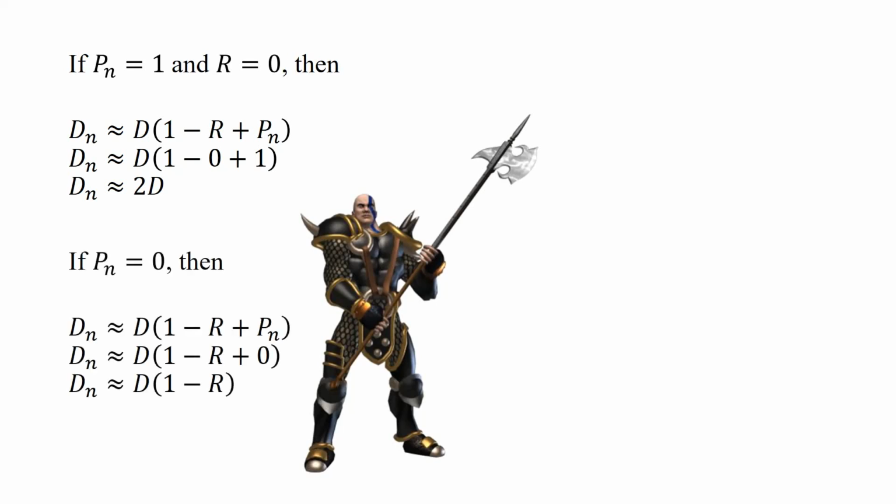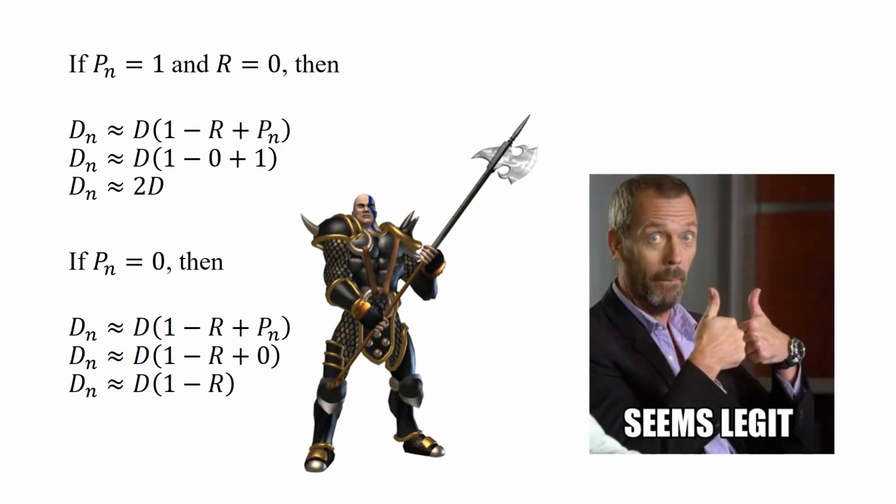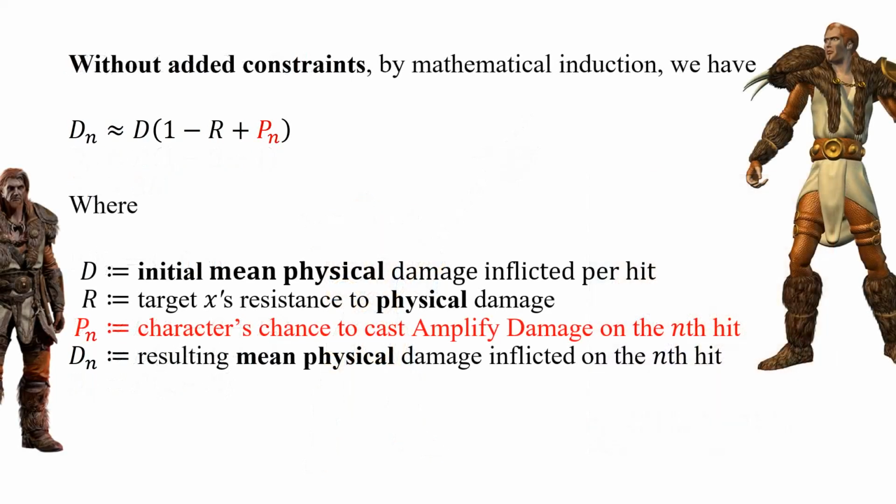Well, what about if the probability for any nth hit were just 0, right? Well, then plugging that in, we just get that the mean expected damage on that hit is just going to be D times 1 minus R, right? It's just reducing D proportionally to the target's resistance to physical damage. That makes sense. So that seems to check out. It seems legit. Okay, so now let's move on.